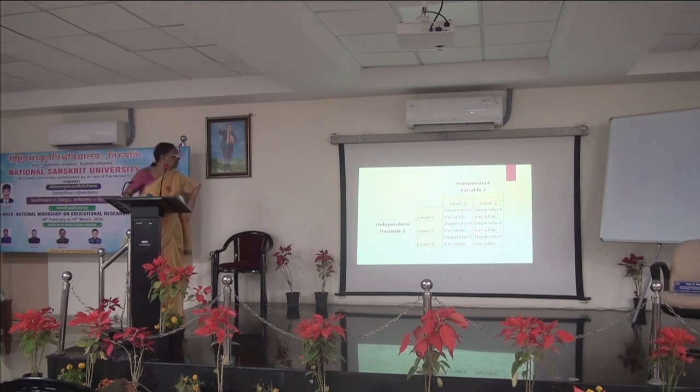This is 3 into 3. You can have level 1, level 2, level 3, and level 1, level 2. So, one variable. In a factorial design, is it a dependent variable or independent variable? This is an independent variable. But level 1 and level 2, is this a dependent variable? That is a dependent variable, not an independent variable. Right? With 2 independent variables also you can see the effect.